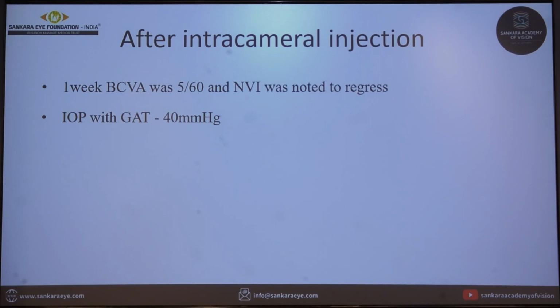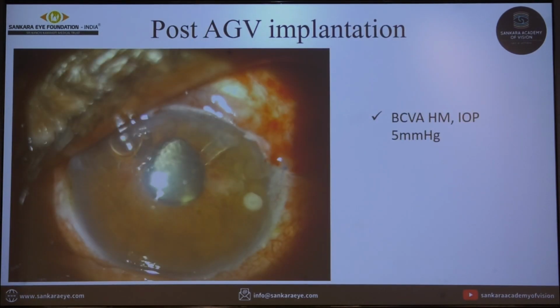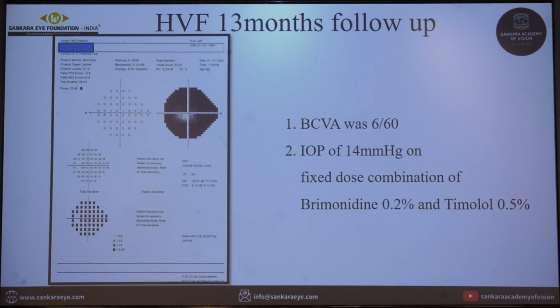1 week after the intracameral injection of Avastin, his best corrected visual acuity was 5/60 and NVI was noted to regress. The intraocular pressure, however, remained 40 millimeters of mercury. This is the post-op day 1 photograph after an AGV implantation, showing relatively regressing NVI and a BCVA of hand movement and intraocular pressure of 5 millimeters of mercury.